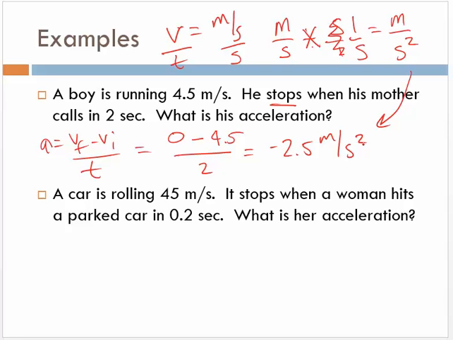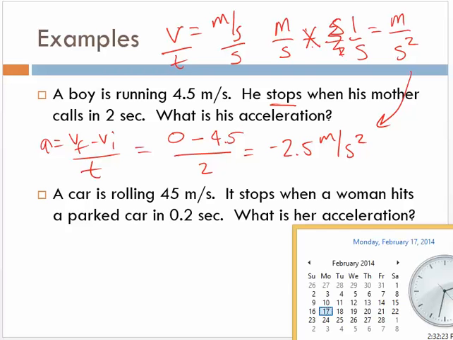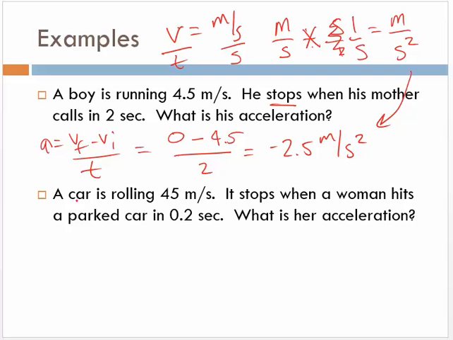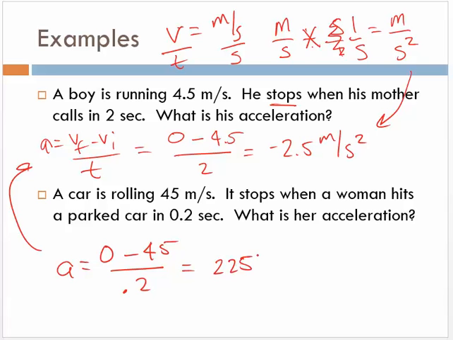Let's take a look at the next problem. A car is rolling 45 meters per second. It stops when a woman hits a parked car in 0.2 seconds. What was her acceleration? Well, again, I'm going to use the same equation from up here. The velocity final, again, is 0. They're going 45 meters per second. They stop in 0.2 seconds. So what's the acceleration? I get an answer of 225 meters per second squared.